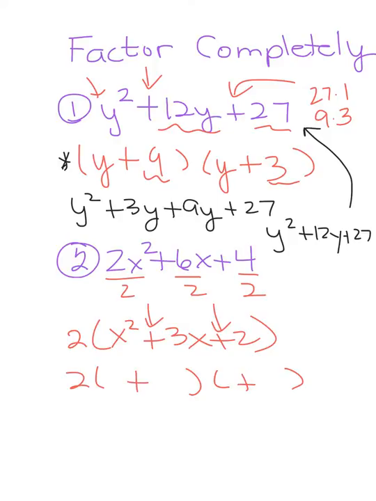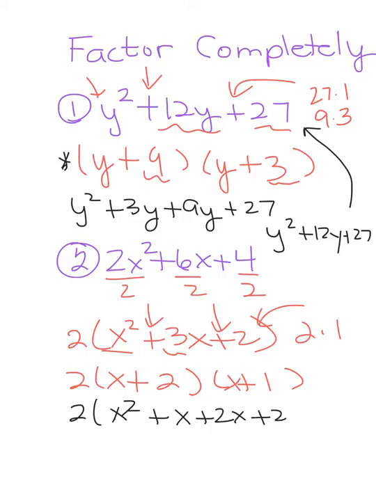I know the only way I can get to x squared is x and x. And factors of 2 are only 2 and 1, and I'm looking for something that combines and gives me a 3, which 2 and 1 does. Now again, if I want to check my work, I'm just going to leave my 2 out front, and I'm going to use FOIL on my two binomials. That gives me x squared plus my outside is x, my inside is 2x, and my last is 2. So again, I'm going to bring down this 2, and I'm left with x squared plus 3x plus 2.